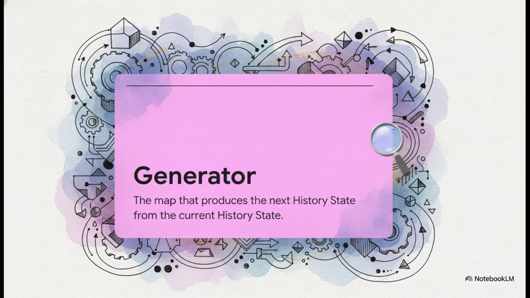Then there's the generator. This is the mathematical operation, the map, that takes your current history state and continuously builds the very next one. It doesn't pull your future out of thin air. Its input is precisely the accumulated relational structure that exists right at this exact moment.